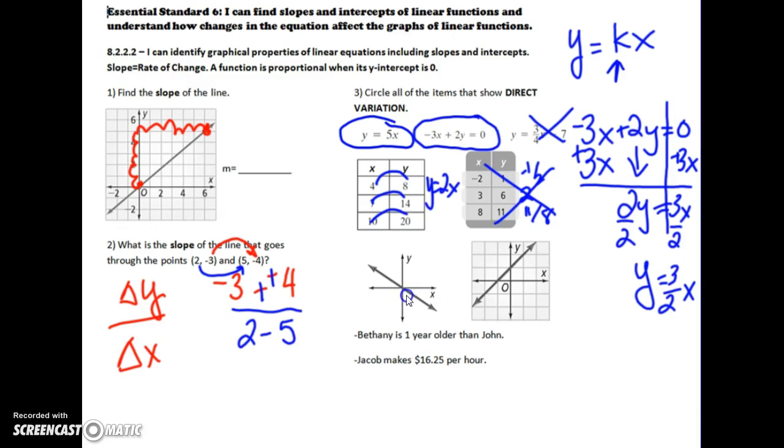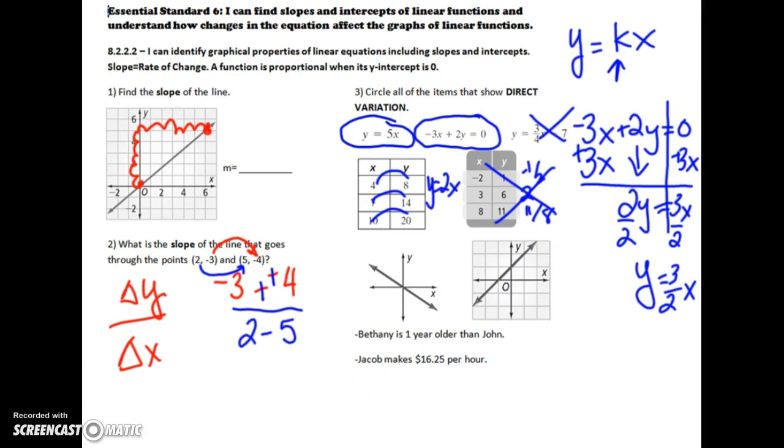This one, what does it go through? Yes. This one, what does that go through? Awesome. It does not go through 0, so you've got to make sure you know that. So this one is not. This one is. Bethany is a year older than John. True, but is a year older means you add 1 to everything? Can you have adding or subtracting in here? You cannot. So it's not this one.